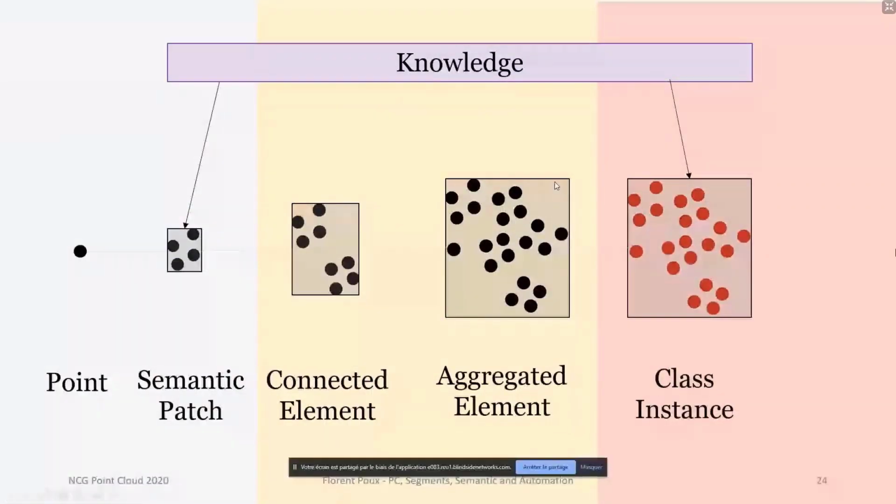What is really nice in this architecture is we have this bijective communication between different, let's say, level of detail or generalization level, where one point is the smallest entity and several points will constitute a semantic patch. Several semantic patches will constitute a connected element. Let's say that would be maybe the seat of a chair. Several connected elements will constitute an aggregated element. So the seat of a chair, the legs of the chair, and the backrest will constitute an aggregated element, and that will be called a chair through the class instancing.